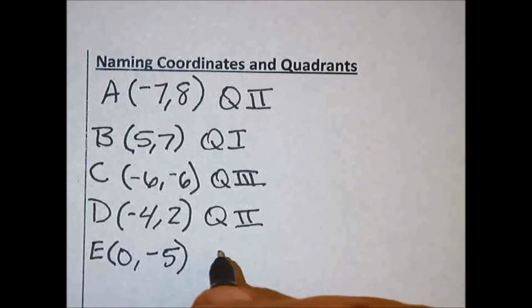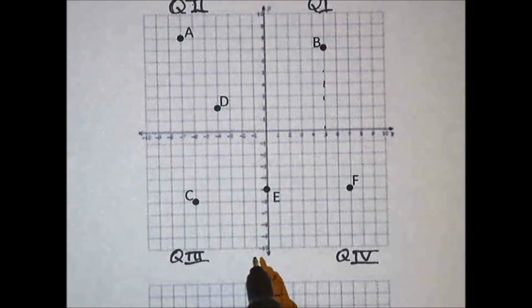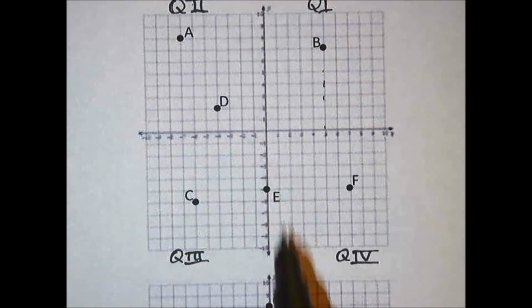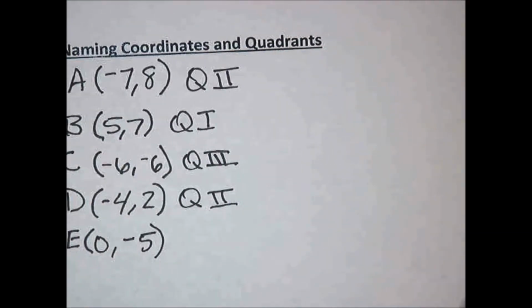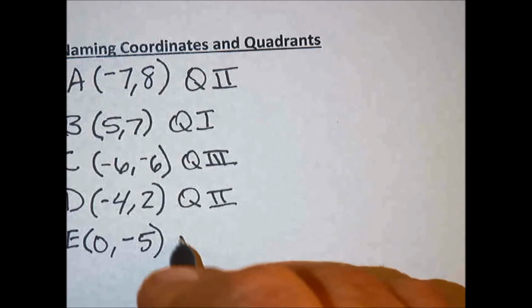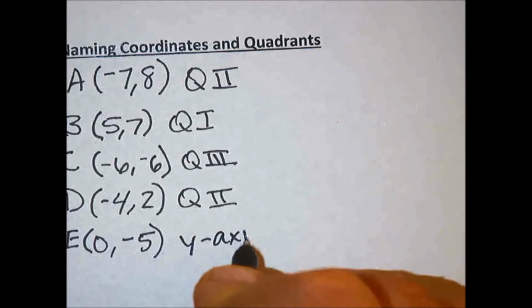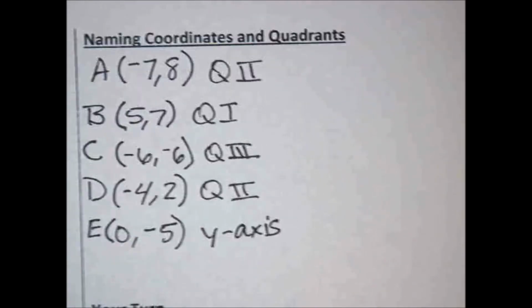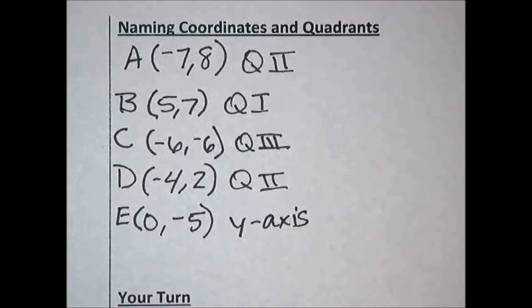Okay, to name the quadrant, well, it's not in one quadrant. It's on the axis. Whenever it's on an axis, we can just say that it is on the y-axis. We don't have a quadrant for something that's in the middle.